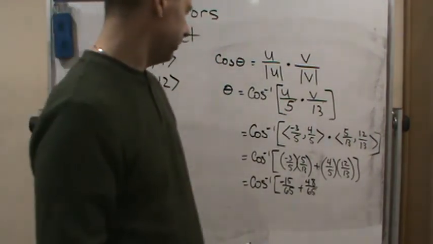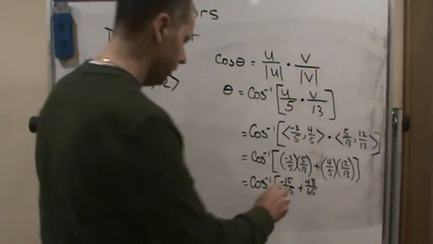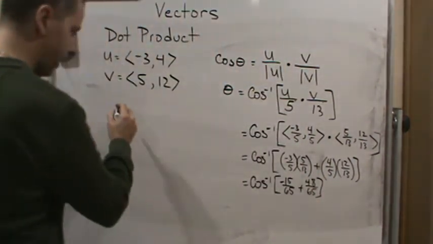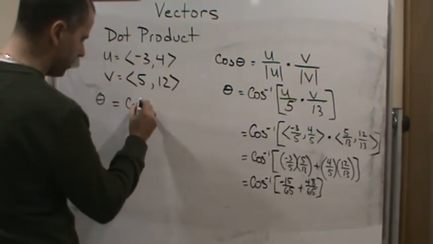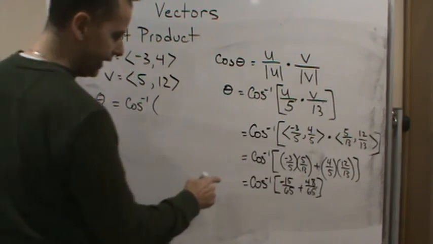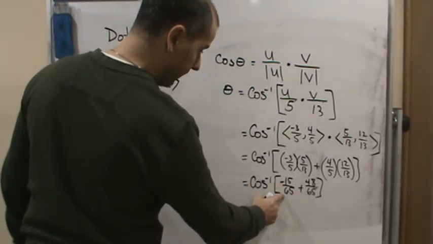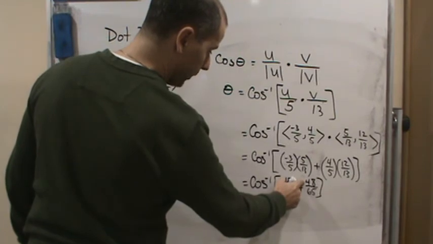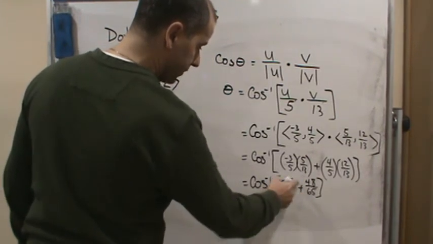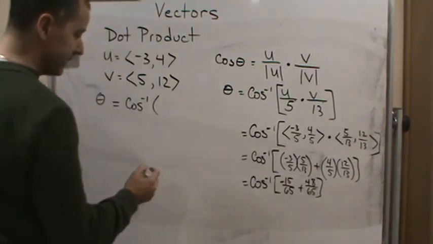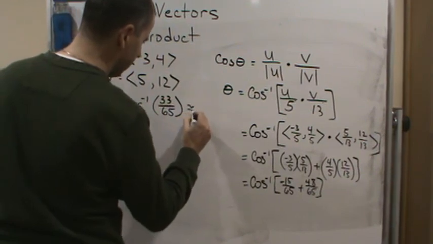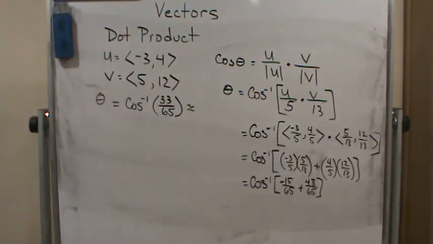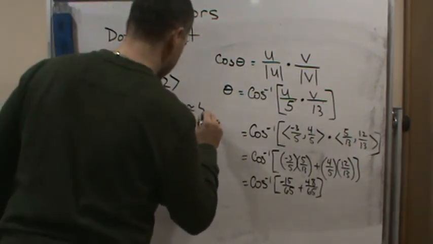Okay, so now what do we get? I'm going to start over here. Theta equals inverse cosine of negative 15/65 plus 48/65. So that's going to give me 33/65. And so this is going to be approximately equal to 59.5 degrees.